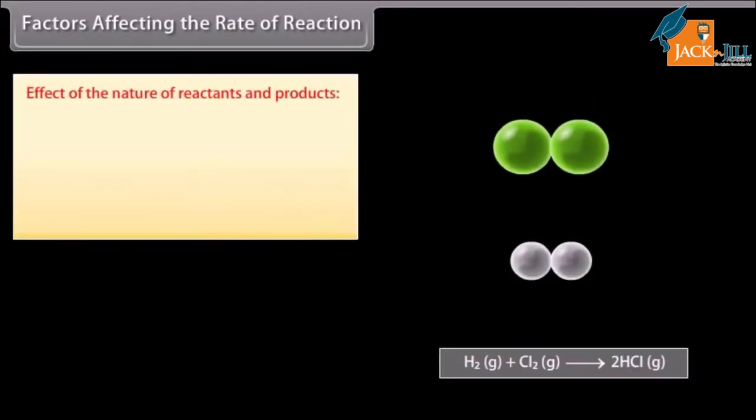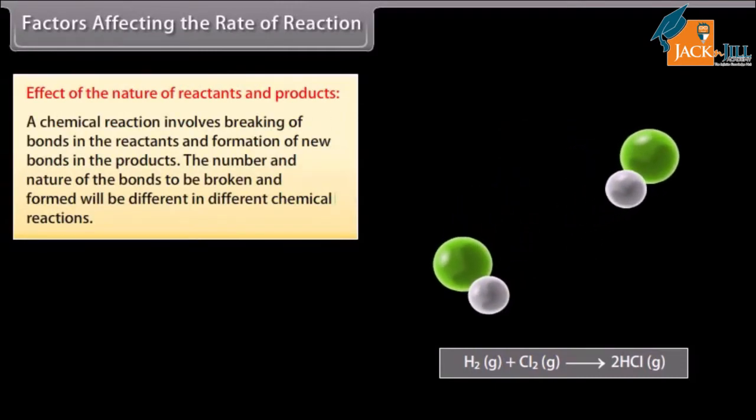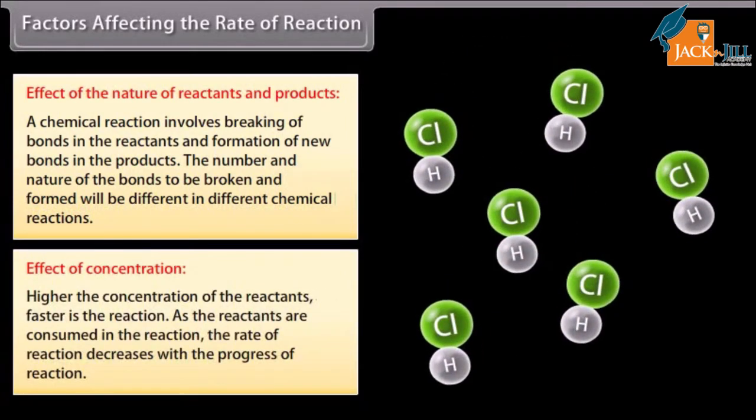Factors affecting the rate of a reaction. Effect of the nature of reactants and products. A chemical reaction involves breaking of bonds in the reactants and formation of new bonds in the products. The number and nature of the bonds to be broken and formed will be different in different chemical reactions. Effect of concentration. Higher the concentration of the reactants, faster is the reaction. As the reactants are consumed in the reaction, the rate of reaction decreases with the progress of reaction.